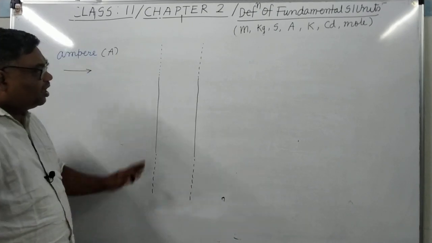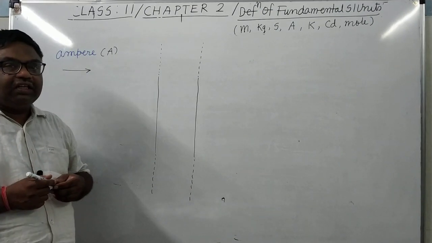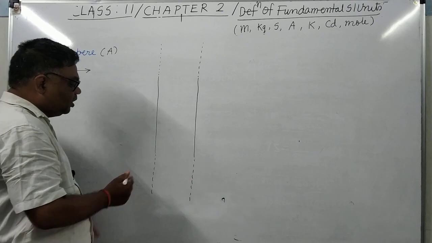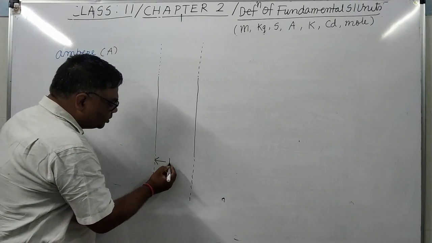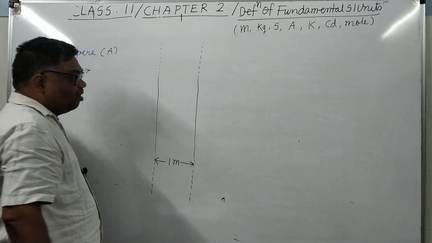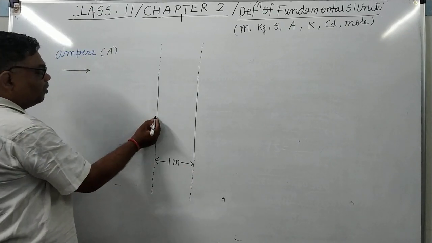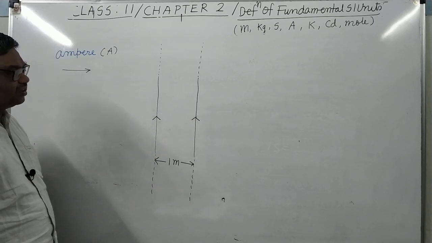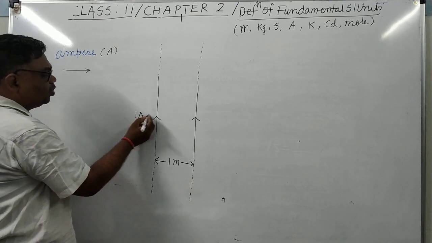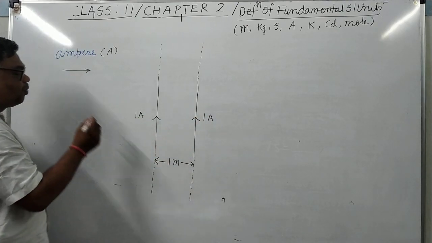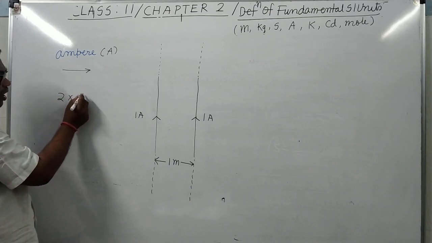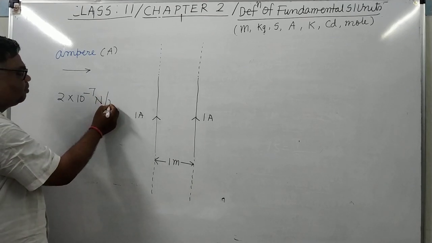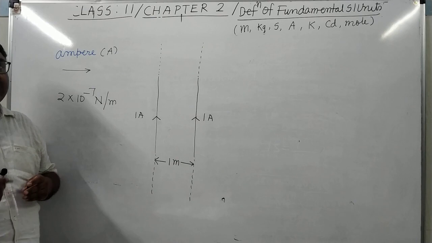Now see here, there are two infinitely long straight parallel conductors, whose length is very long, placed parallel to each other at a distance of 1 meter. When 1 ampere current flows through them, in the same direction or in the opposite direction, it will produce a force of 2 into 10 to the power minus 7 Newton on their 1 meter length. Means this force will be exerted per meter length.